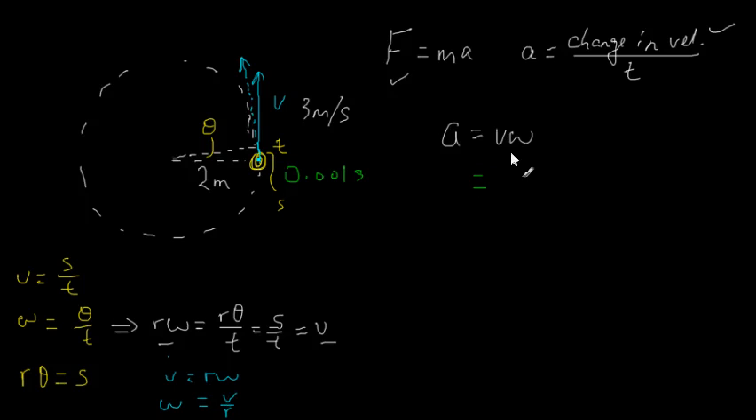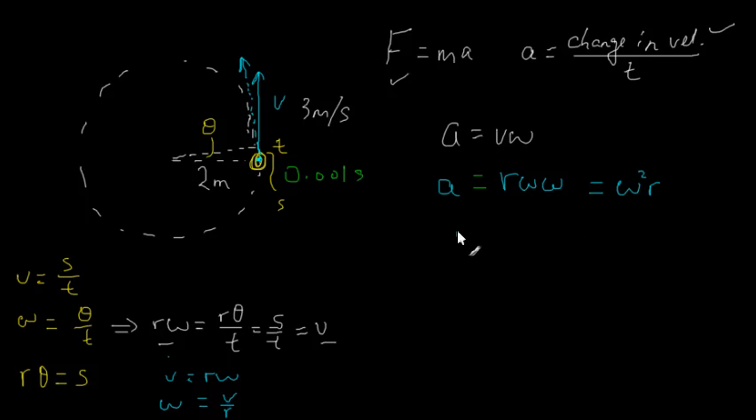Now I can make use of this here. So v is r omega. So I can write it out. a is equal to r omega, that's v, times omega. So in other words, I can have a equals omega squared r.